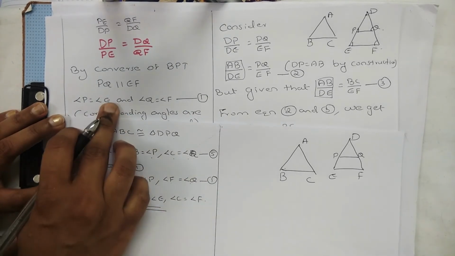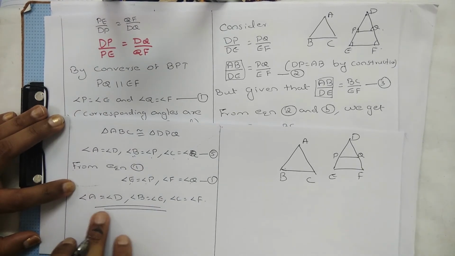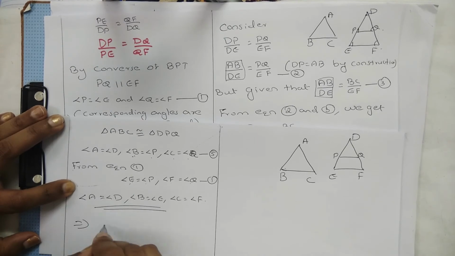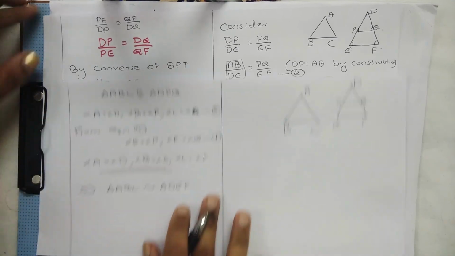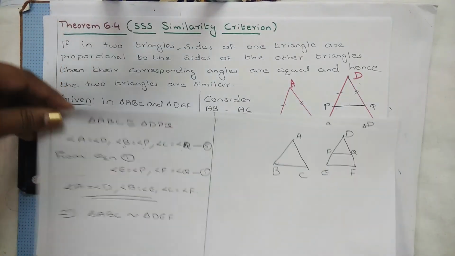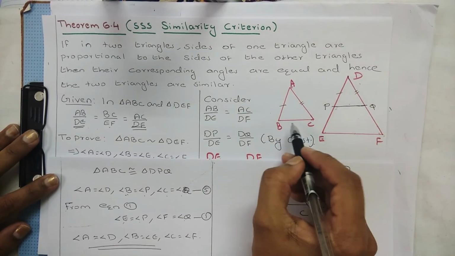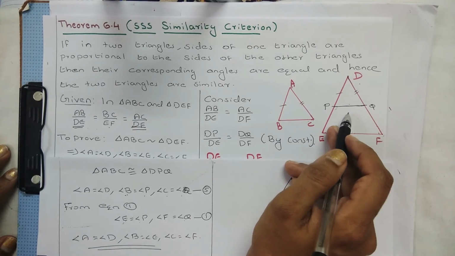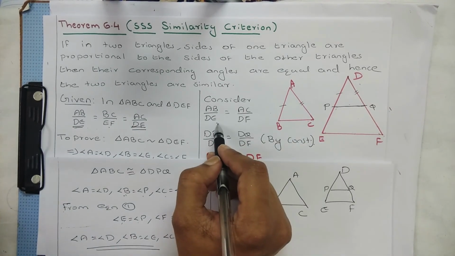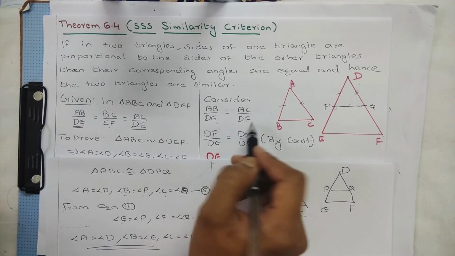Corresponding angles. First only they have given corresponding sides are proportional. Now we proved corresponding angles are equal. That implies triangle ABC is similar to triangle DEF. So here, remember always, here also we are considering this triangle ABC and DPQ only. But here BC is equal to PQ we have to prove.